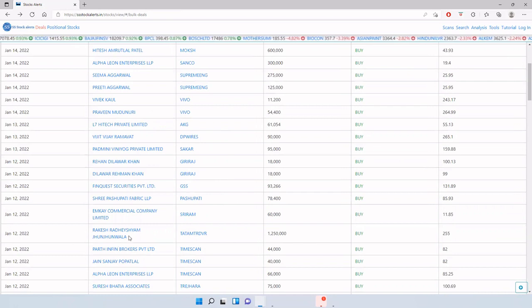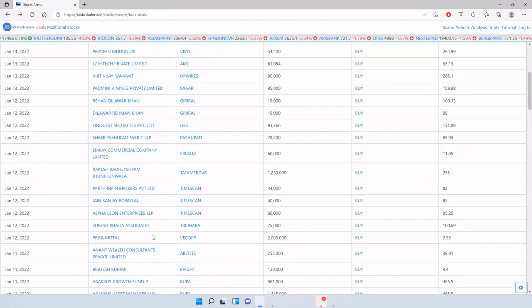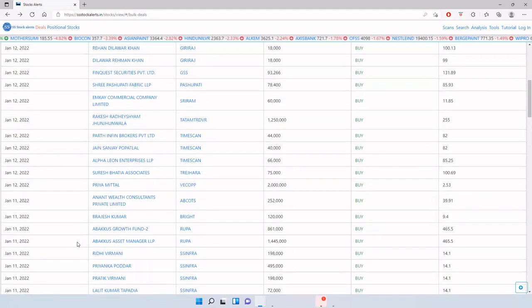For example, you see here Rakesh Jhunjhunwala bought Tata Motors DVR, and these many quantities, like 12 lakh 50,000 quantity they have bought. Definitely they have a reason, either their quarterly results will be good or the stock might be trading at a good price. That's why they are buying here. And there is another, Abacus Asset Manager LLP, like these are mutual funds. They bought the Rupa stock at 465.